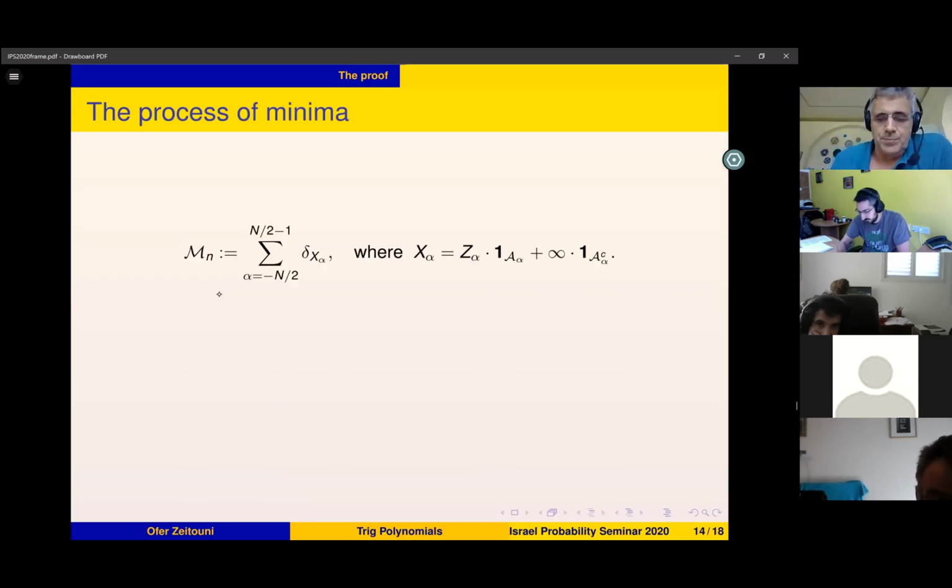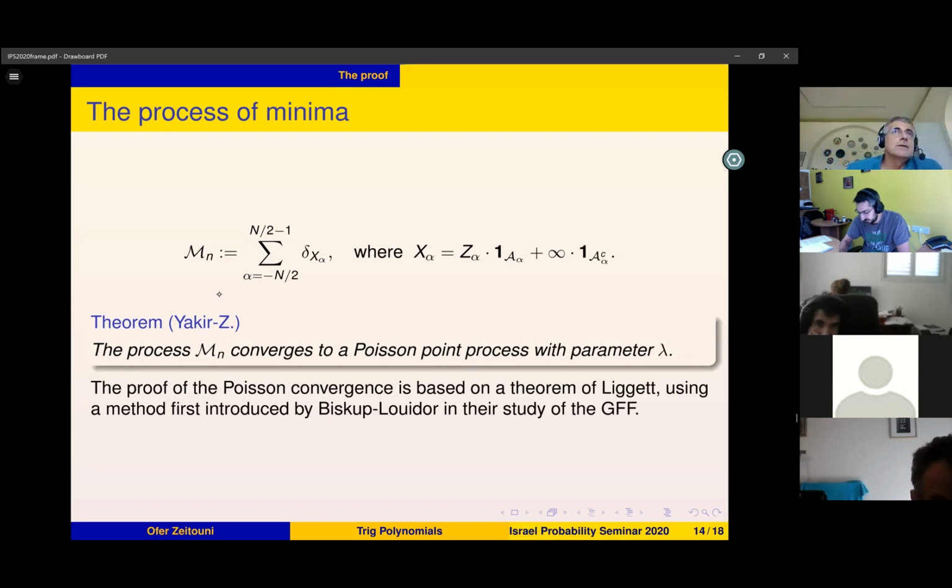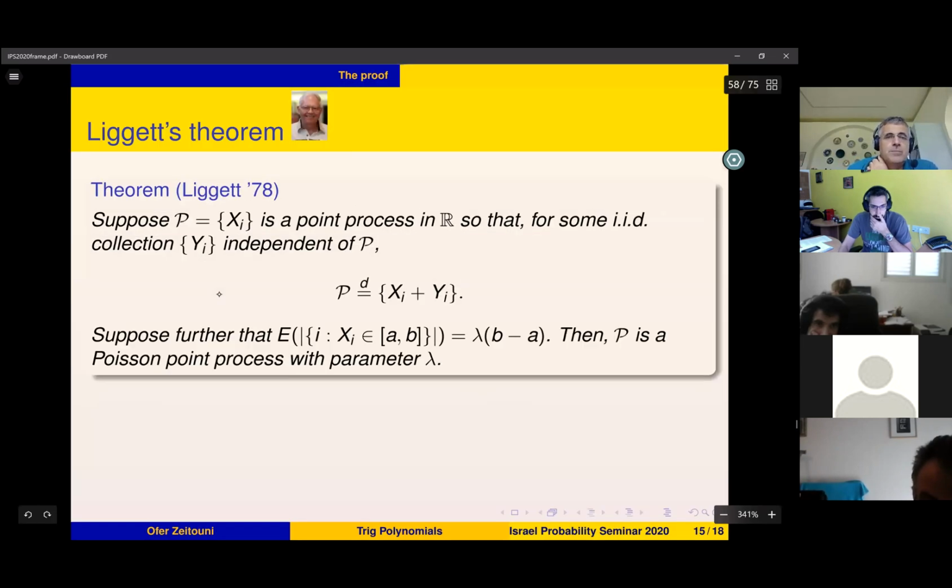So we have this point process that I have defined. And the theorem, now you should not be shocked by this theorem, is that the process Mn converges to a Poisson point process with parameter lambda. Okay. And in the rest of the talk, I want to explain how you prove that. So the proof is actually relatively soft. It is based on a theorem of Liggett, using a method that was devised by Marek Biskup and Ofer in their study of the Gaussian free field. So let me tell you what is the theorem of Liggett I'm referring to.